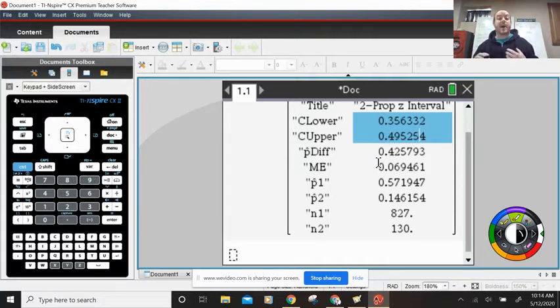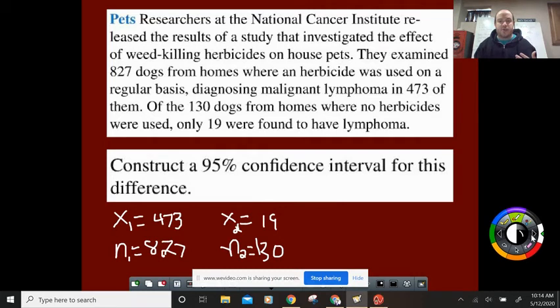So what does this mean? It means that if I were to go out and grab any given sample of herbicide-used dogs and not herbicide-used dogs, I would expect the difference in the percent of them that got lymphoma to be somewhere between 35% and 49%. If I rounded that properly, I would say probably somewhere between 35.6% to 49.5%.